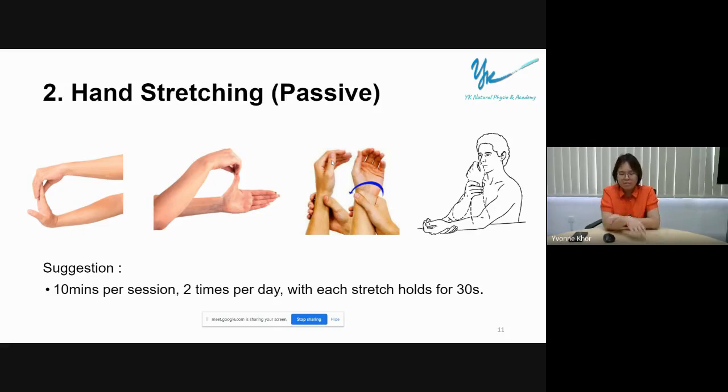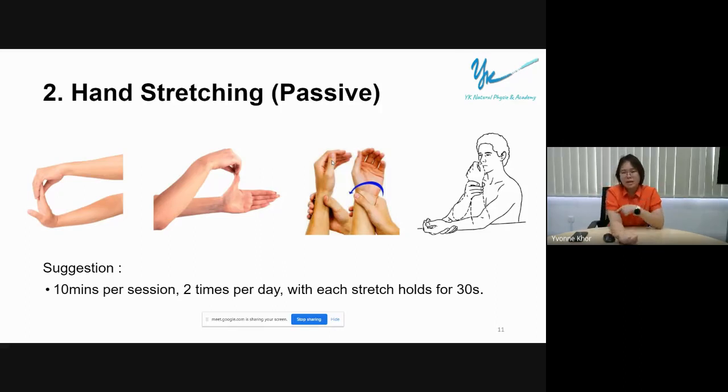Third is the forearm muscle. For those patients who have spasticity, maybe they have pronation that is too tight, so they can supinate it and stretch the muscle. And you can also do it 10 minutes per session, 2 times per day, with each stretch held for 30 seconds.